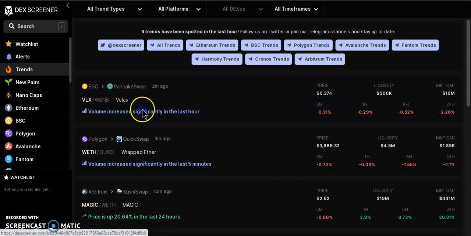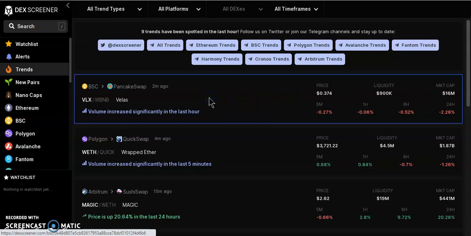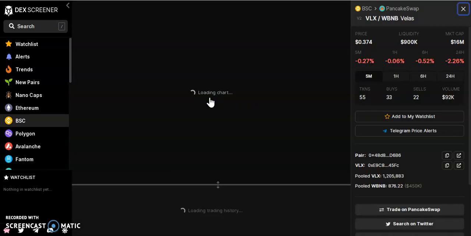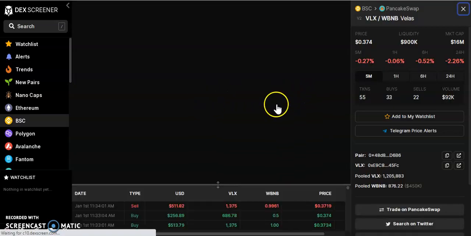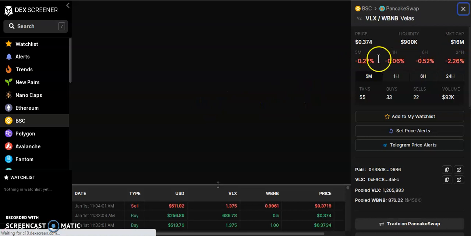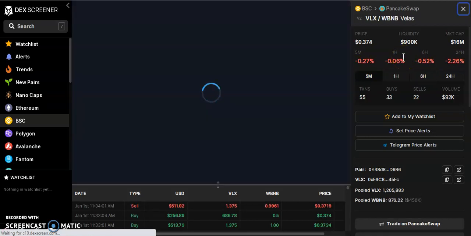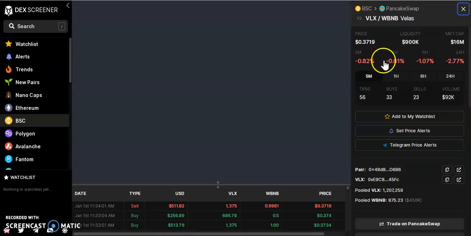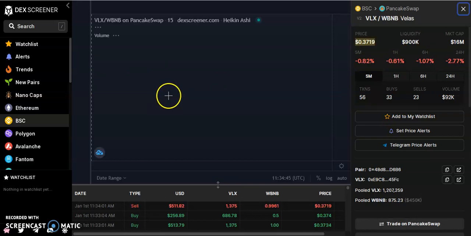For example, VLX, market cap 60 mil. Not much has been happening for the past 24 hours. As you can see, the numbers are really low, so it doesn't bother me because there is not going to be a swing trade. Let's click and see what's up with this Velas. The figures over here are not high, not much is happening, so highly likely this one is going sideways.